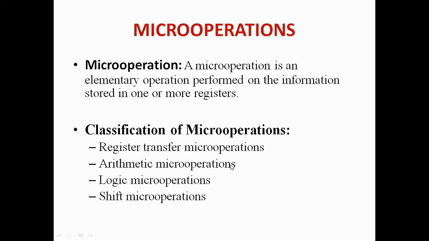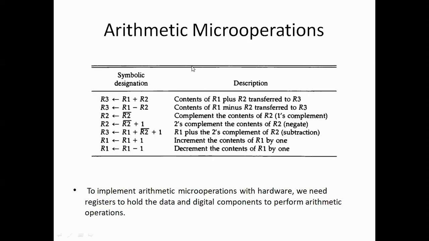And the second category is arithmetic micro operations, then logic, and then shift. Let us study them one by one. The first category is arithmetic micro operations. We all know what arithmetic operations are. More particularly, it is addition and subtraction. And we very well know that subtraction also is usually done using 2's complement representation, converting subtraction into addition. So these are the arithmetic operations represented here.